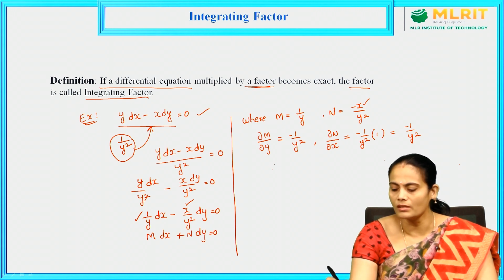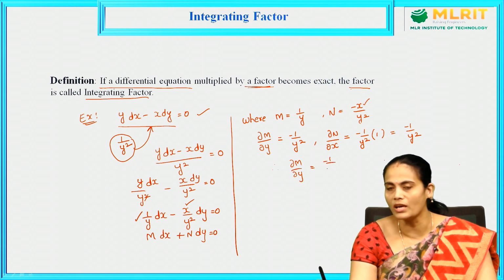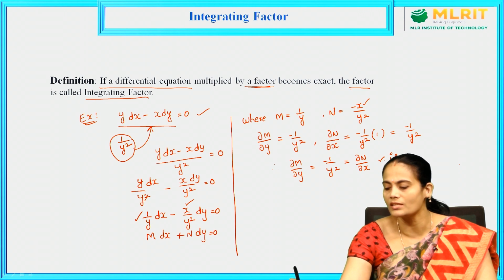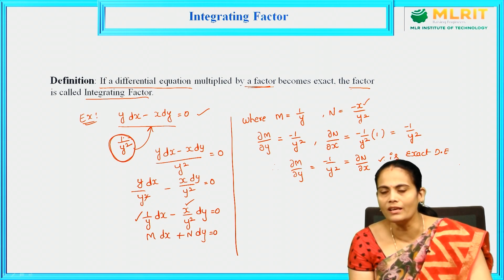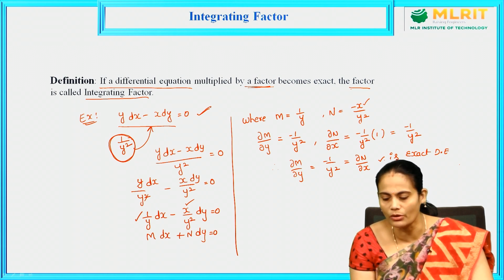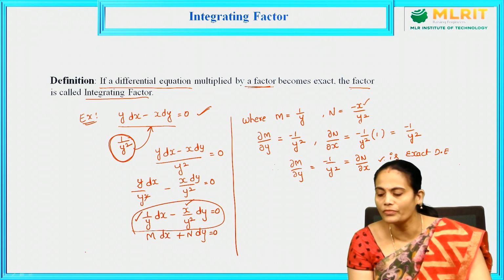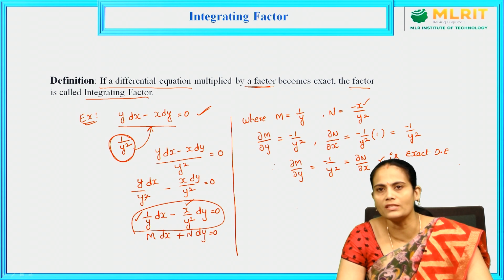So this value is minus 1 by y square. Therefore, see the derivative values of both. ∂M/∂y is minus 1 by y square, and this value is also equal to ∂N/∂x. So now this differential equation is exact. Now we can decide that 1 by y square is an integrating factor. After multiplying this integrating factor to the non-exact differential equation, this differential equation converts to an exact differential equation. After converting, we can find the general solution of the exact differential equation.